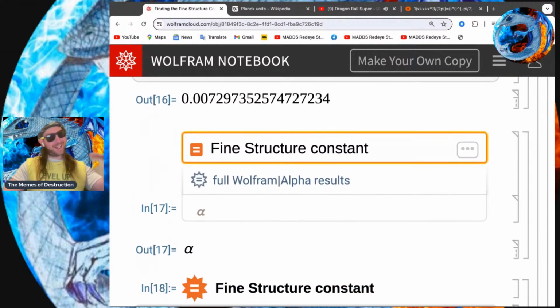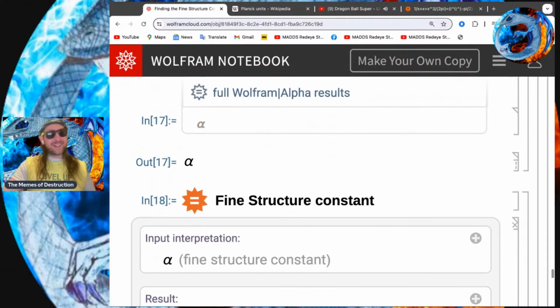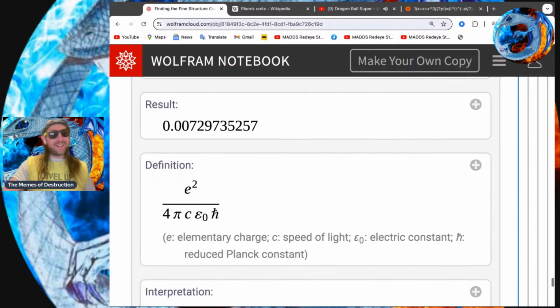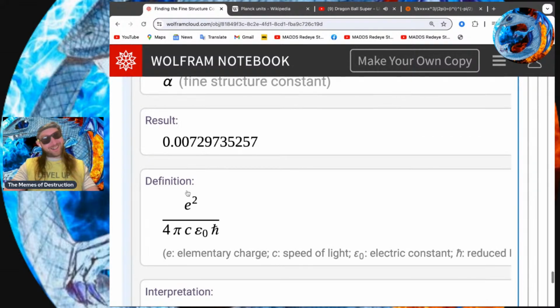According to Wolfram Alpha, and again, depending on who you ask, you'll get different answers. It's like, okay, oh, it's that. Basically, this is a dimensionless constant because all the other constants cancel each other out. And its definition, according to modern physics, is the charge of the electron squared, all divided by 4 pi times the speed of light times the electric constant times Planck's reduced constant. It's kind of a mouthful. I think that's why alpha is a little easier.